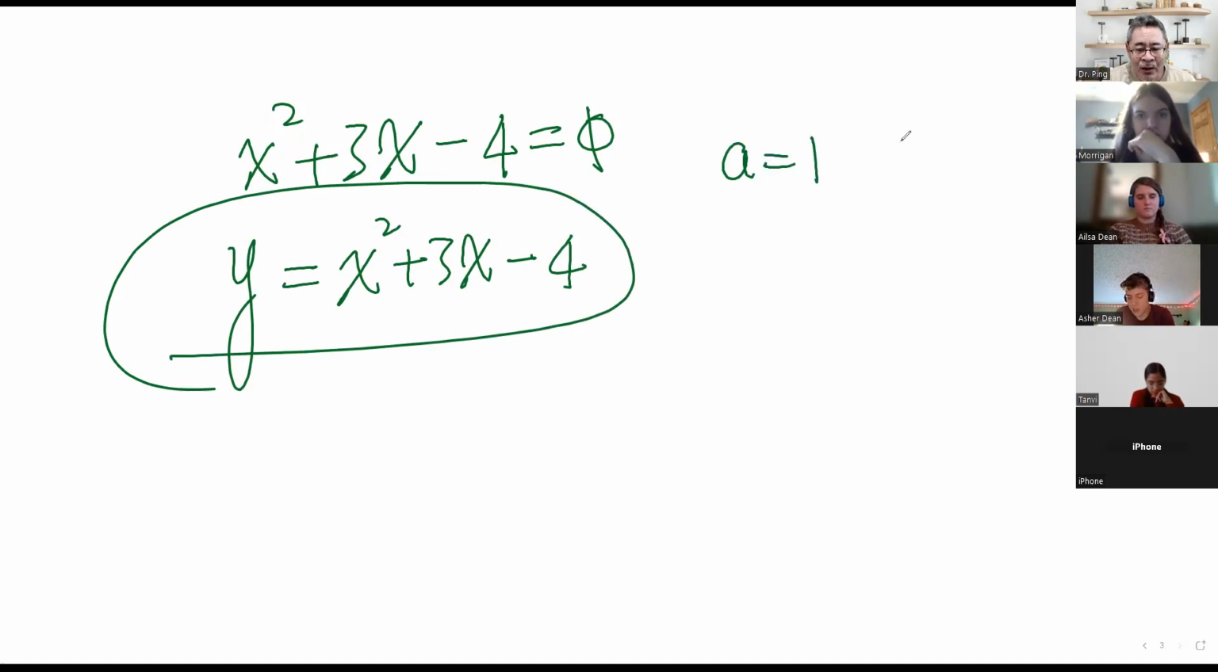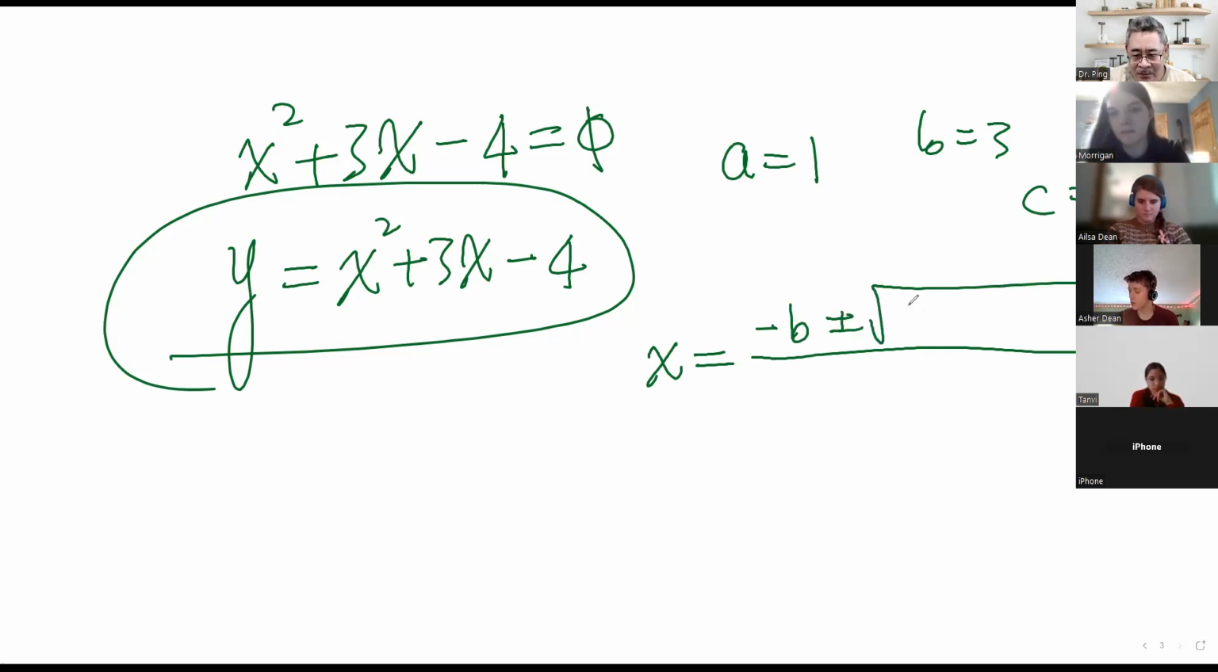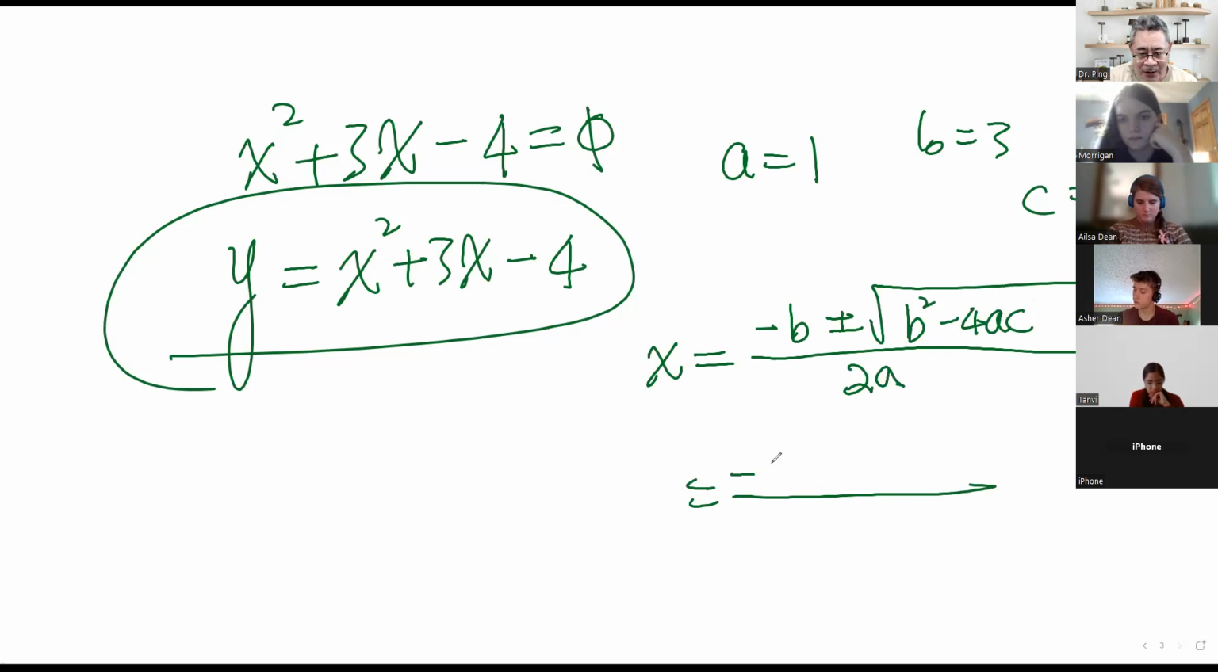In this case, our a is 1, b is 3, c is -4. So our x is, normally some people write that as x1, 2 because we got two solutions. Or you can just use x, as long as you know that it actually means there's a plus minus term. So we got minus b plus minus the square root of b squared minus 4ac, over 2a. So minus b here is -3, plus minus 3 squared minus 4, a is 1, c is -4, then over 2a, which is 2.